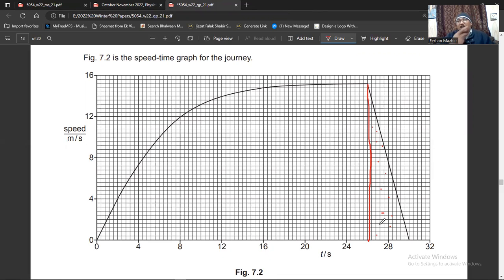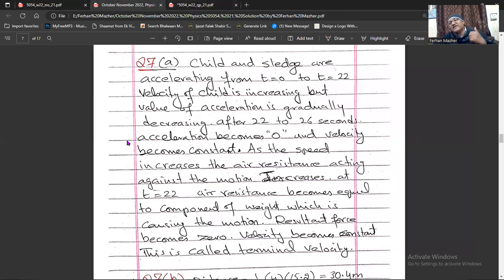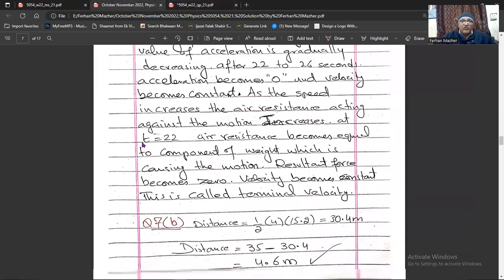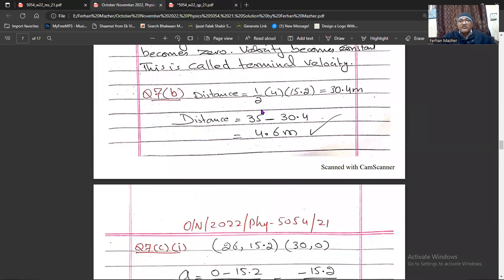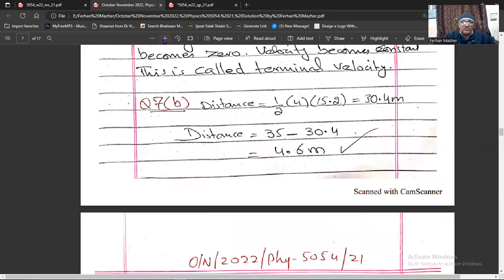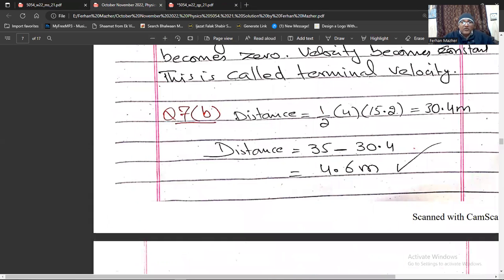So I will find out the area of this triangle, and that will tell me how much the sledge has moved after 26 seconds. And then the sledge was 35 meters from the wall when the brakes were applied. So I will find out how much distance the sledge has covered during these brakes, the braking distance. And then from 35 meters, I will subtract that. So in front of you, the solution is showing up, and here we go.